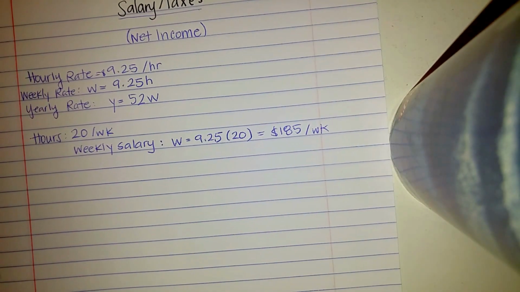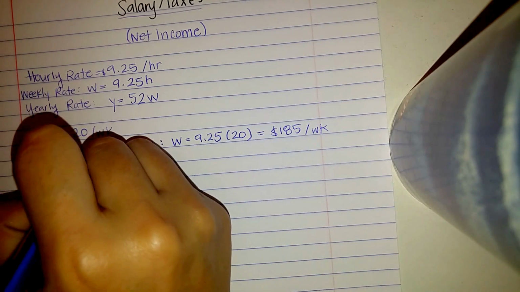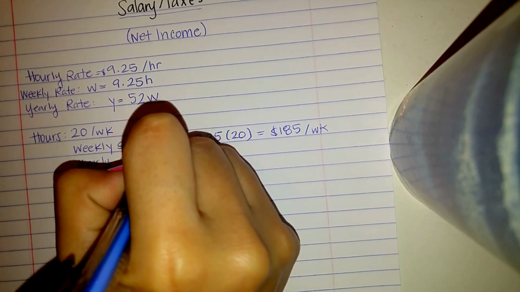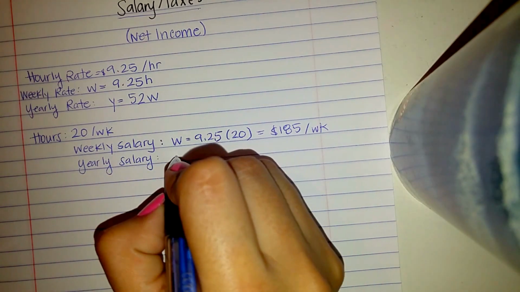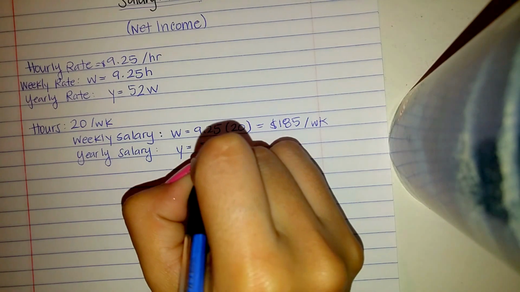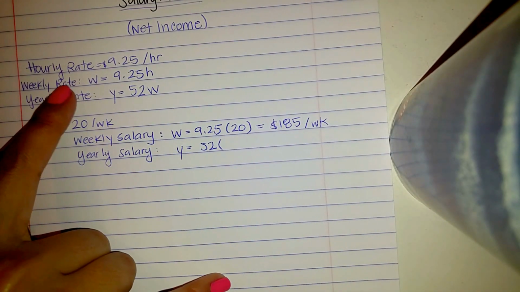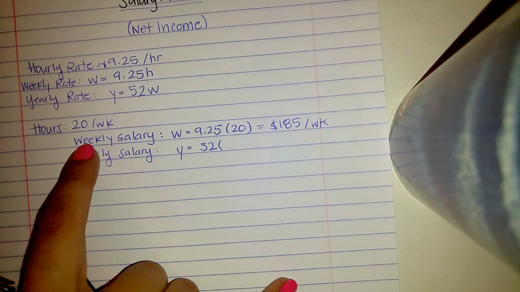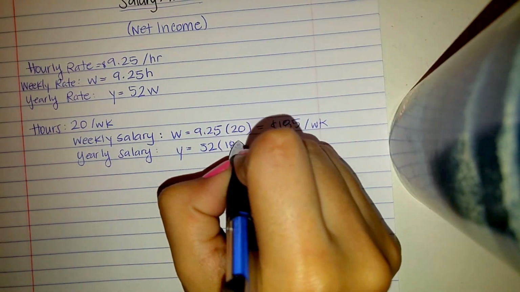Okay, so we have a weekly salary. So how is that going to tell us what the yearly salary is? Okay, so now we're going to use our yearly rate equation. Y equals 52 times W, where W is our weekly rate. Okay, now we have calculated the weekly salary, so that is 185.